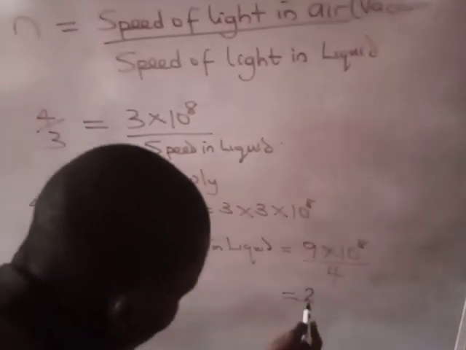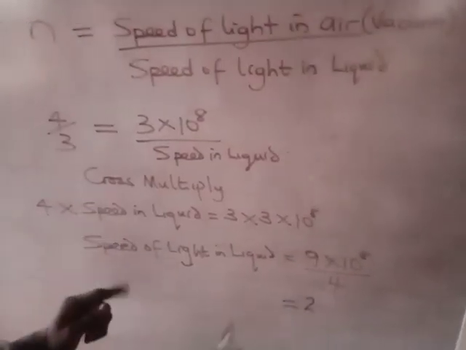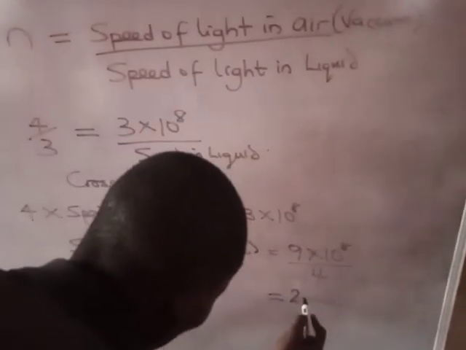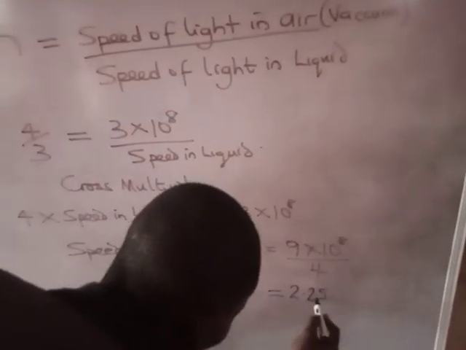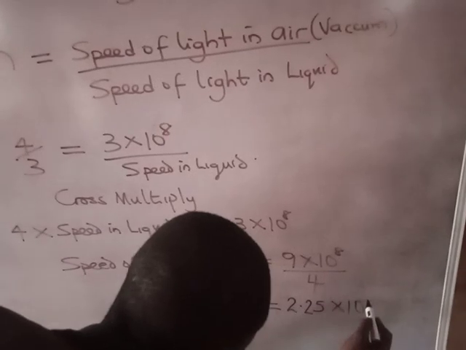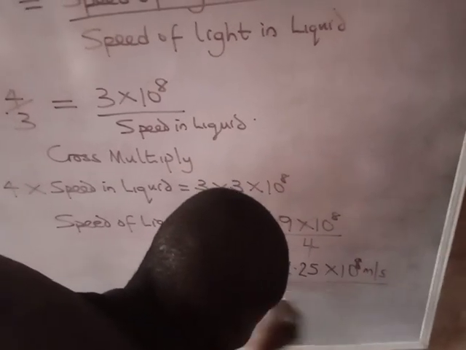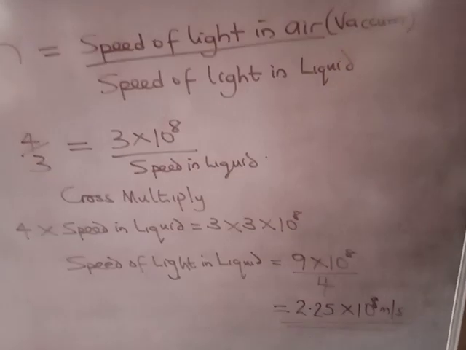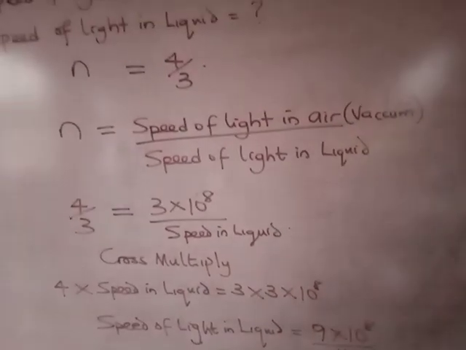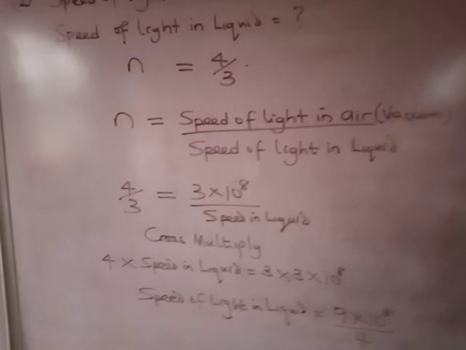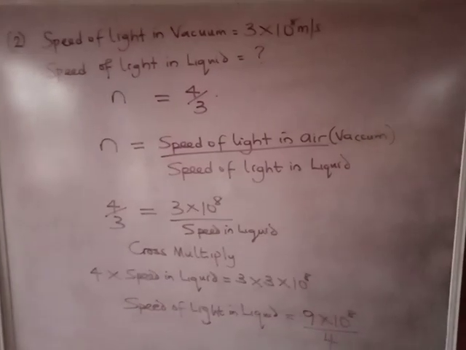4 into 9 is 2, so you are left with 1. In 10, that will be 2 again, then 5, so 2.25 times 10 raised to power 8 meters per second. That's the speed of light in the liquid. That's the second one. I hope that is clear to you. I hope that is clear to everybody. Then we move to the third one.